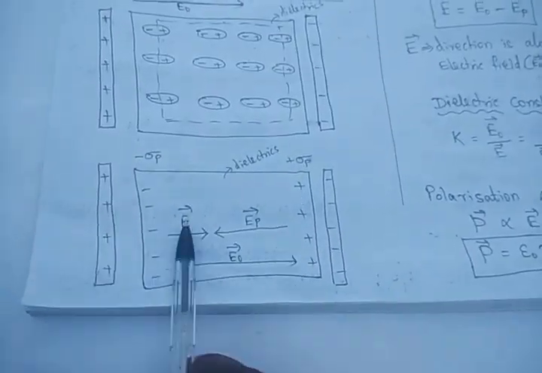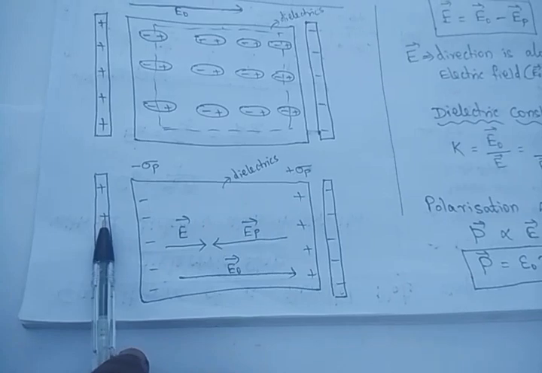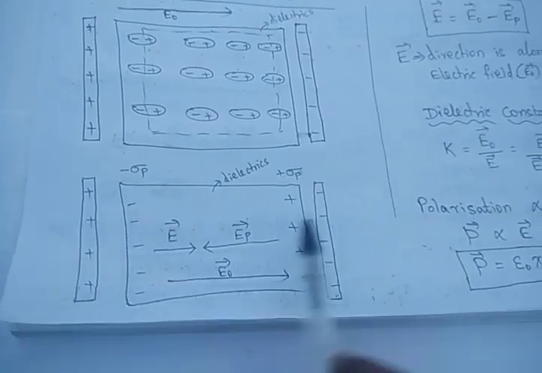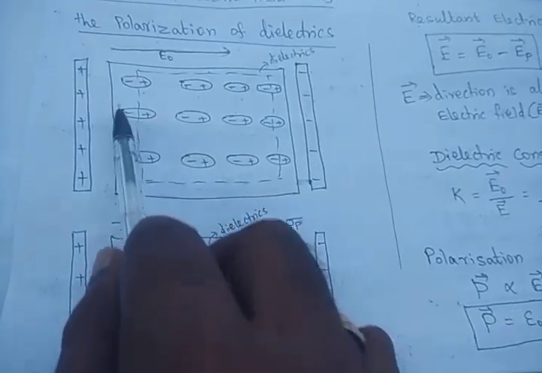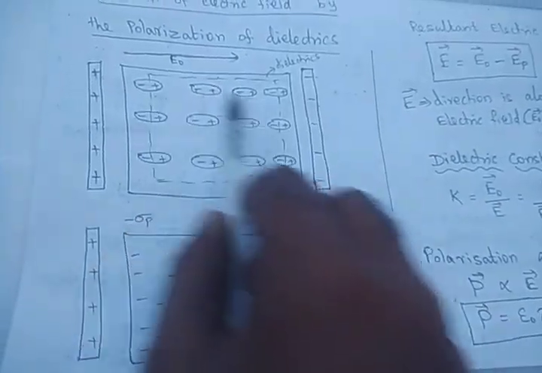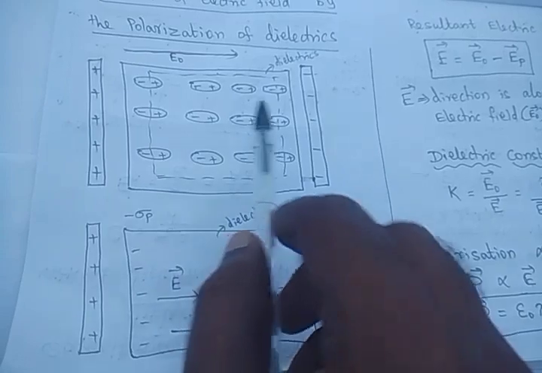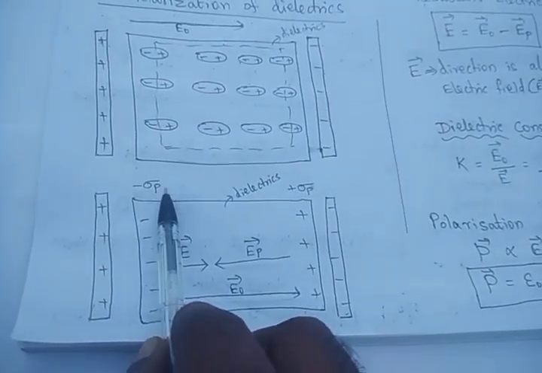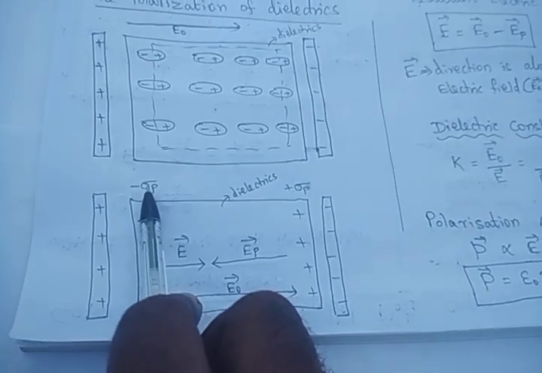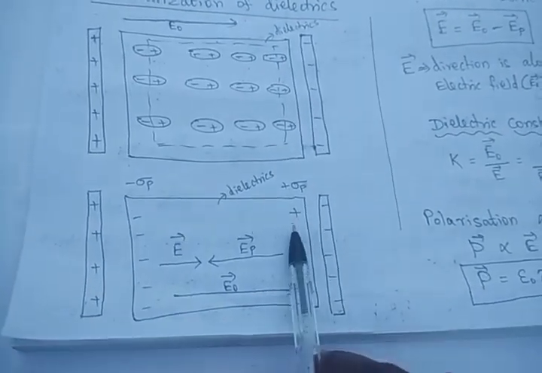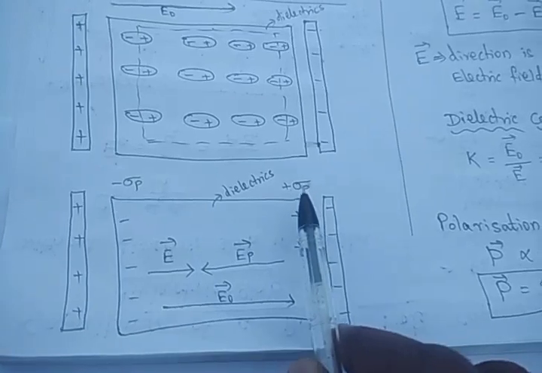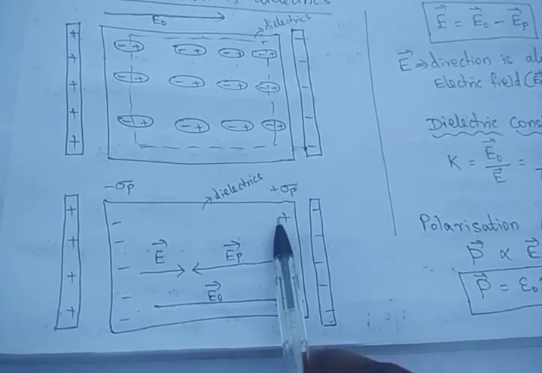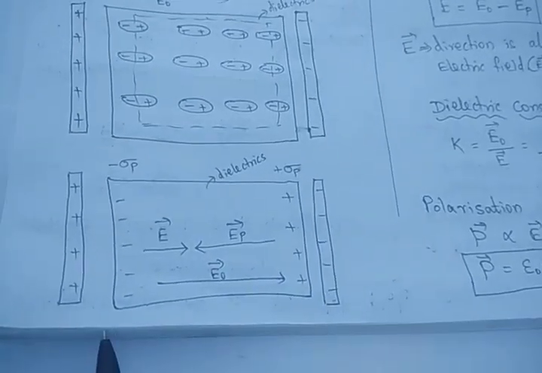That will be opposite to the external plate. So if it is a positive charge here, it is a negative charge there. So negative and positive charges will be induced. These are the induced charges developed by the dipole moment. We can call these the polarized charges. This is the surface charge density, negative surface charge density and positive surface charge density. The suffix P represents that the charges occur due to the polarization process.